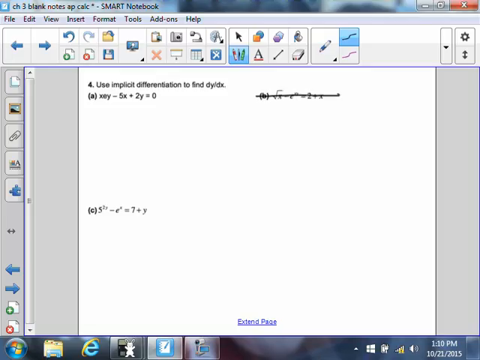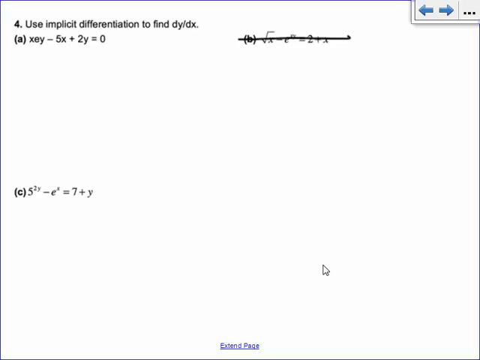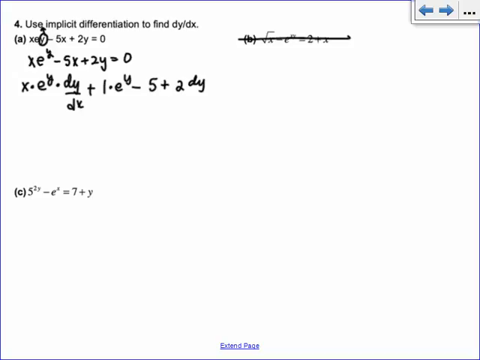So implicit differentiation, we just did this the other day. Same thing applies. This should be x e to the y. I forgot to raise my exponent. All right, that should be an exponent. So anyways, I take the derivative. I'm going to do first times the derivative of the second, which is e to the y dy over dx, plus derivative of the first is 1, and then e to the y, minus derivative of 5x is 5. And then the derivative of 2y is going to be plus 2 dy over dx.